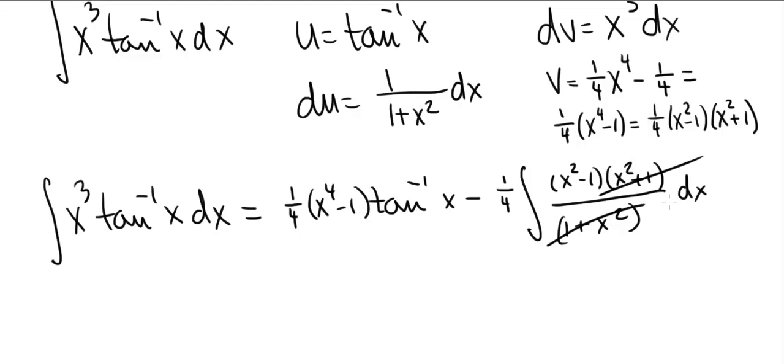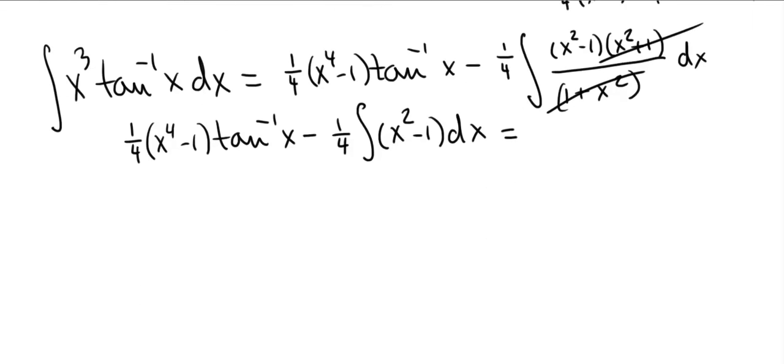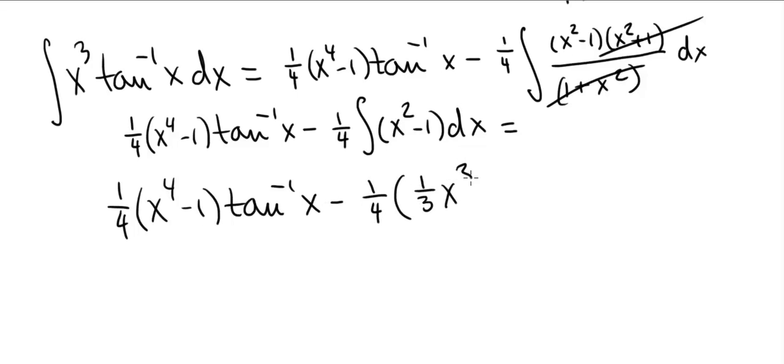They cancel, and so we're left with 1/4 times x to the 4th minus 1 times inverse tangent of x minus 1/4 times the integral of x squared minus 1 dx. And this integral is solvable, very easy, and there's very little left to solve this problem. We have 1/4 times x to the 4th minus 1 times inverse tangent of x minus 1/4 times 1/3 x cubed minus x. We can add the constant c at the very end.